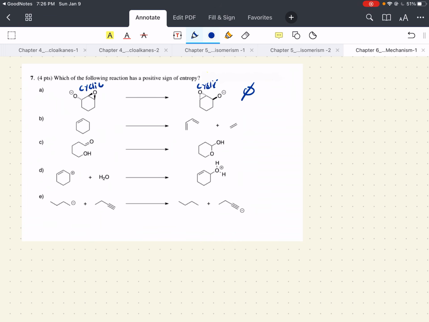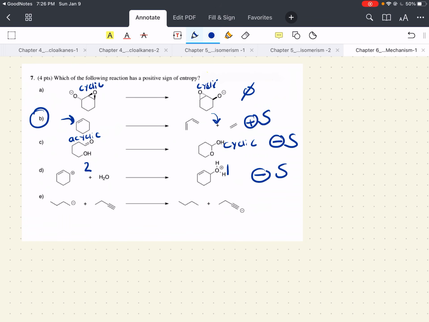Well, what about the second one, B? We start off with 1 molecule, we end up with 2. We've increased the number of molecules. This reaction has a positive entropy, so one of the answers is B. For C, we're going from acyclic, not a ring structure, into a ring structure. This is negative entropy. It's only positive if you go from cyclic to acyclic because you're increasing your freedom of motion. For D, you're starting off with 2 molecules, you're going to 1. That is negative entropy.